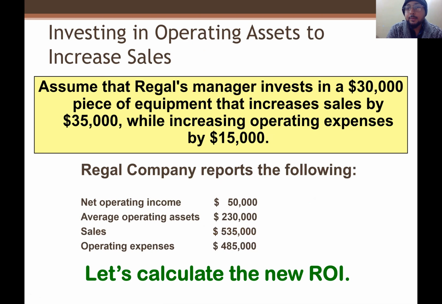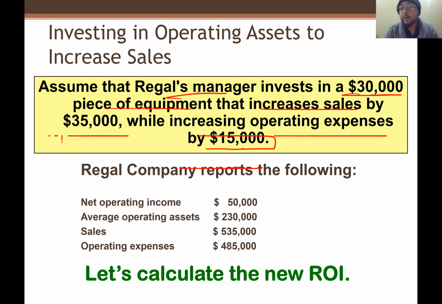if a manager invests 30,000 in a piece of equipment that increases sales by 35,000 while increasing operating expenses 15,000? So what happened here? A manager purchased 30,000 worth of operating assets, which increases the sales 35,000 and increases the operating expense 15,000. So what will our new income be?